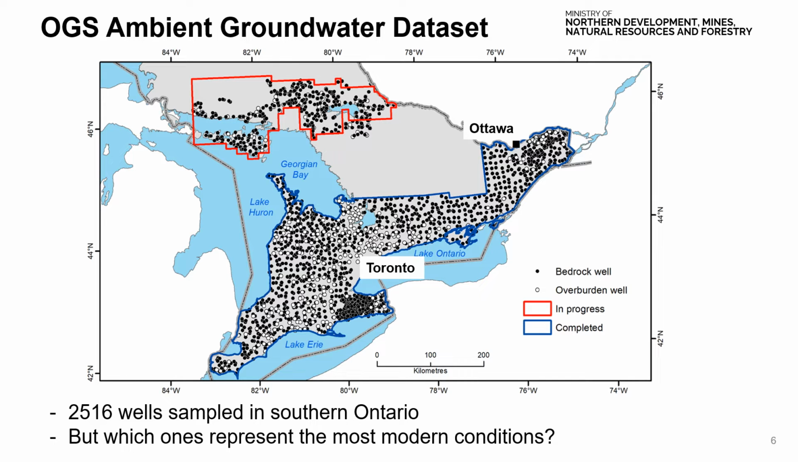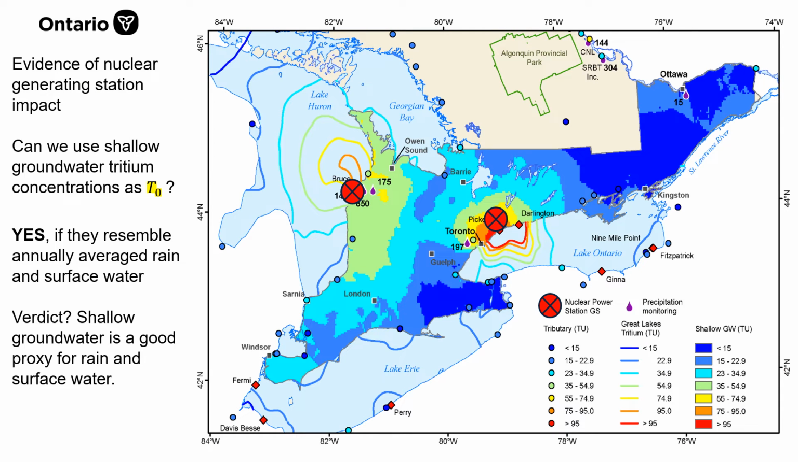modern groundwater conditions. So once we had that subset of shallow groundwater wells, we interpolated tritium concentrations across the study area. And here we're showing the results of that interpolation, also with tributary data, which are shown as dots, and precipitation, which is shown as raindrops. And also, in addition, Great Lakes tritium is shown with contours. So blue is background tritium, which is about 15 tritium units, and red is the highest observed tritium in all of the color ramps used.